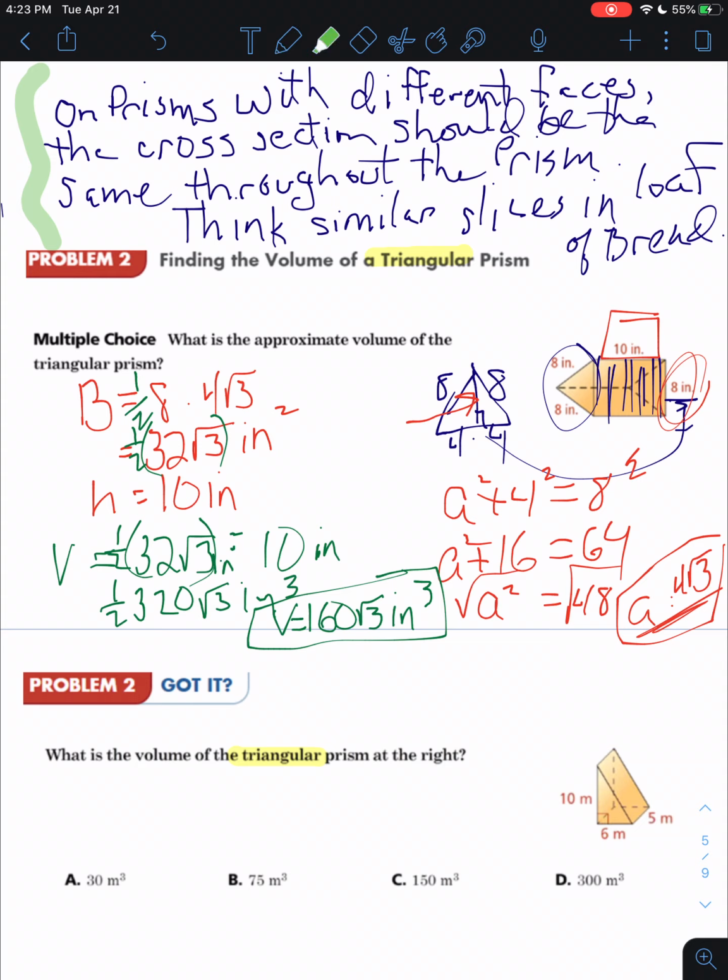All right, so try not to do what I did there, and remember when you're looking at a rectangle or a triangle that your area is 1/2 times base times height. All right, so my final volume, 160 rad 3 inches cubed.